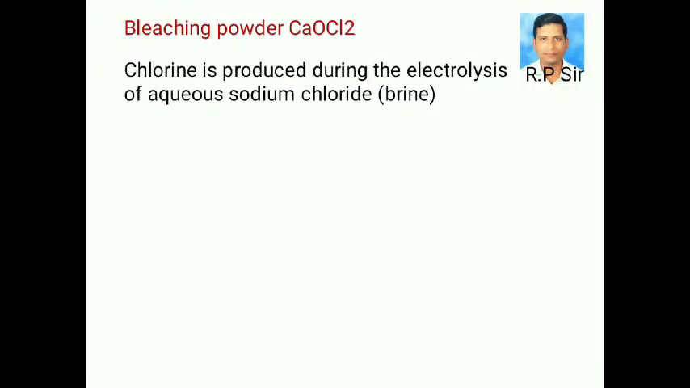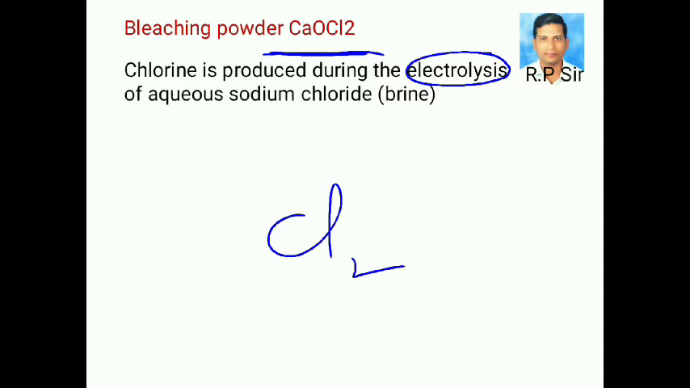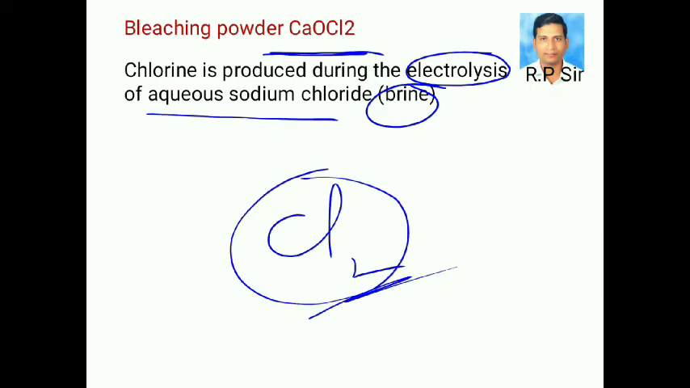Hello children, let us know more substances which are formed by sodium chloride. In this session, we discuss about bleaching powder. We know that chlorine gas is produced during the electrolysis of aqueous sodium chloride, that is brine solution, at cathode. This chlorine gas is used for the manufacture of bleaching powder.